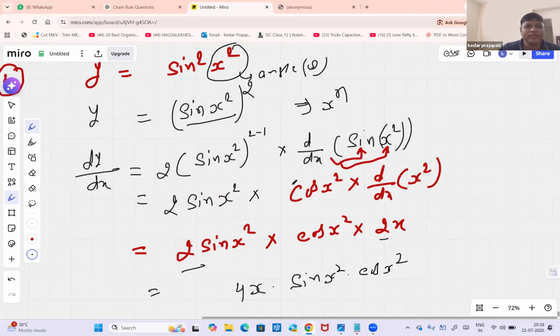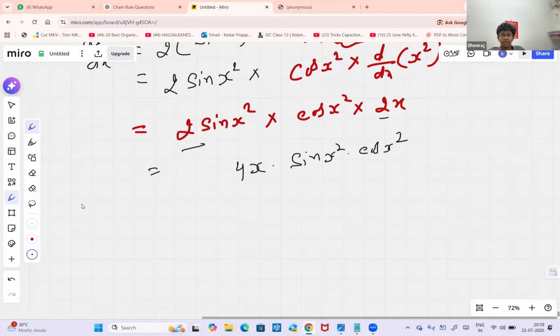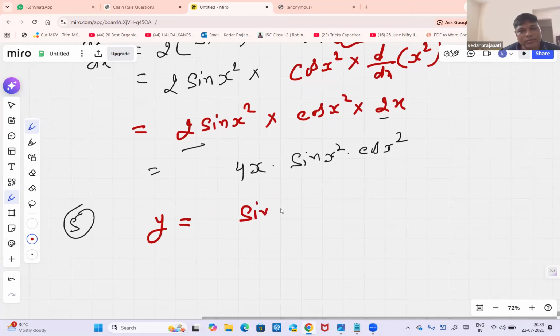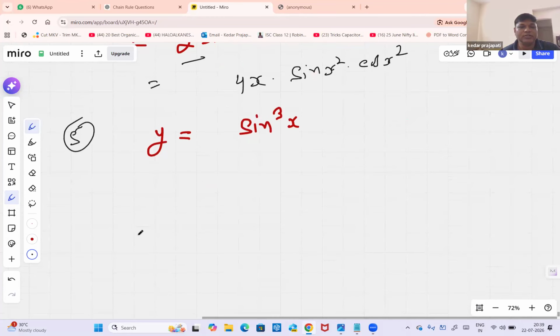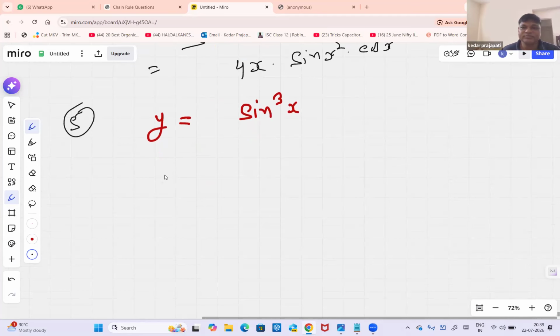Let us solve one together. Y equal to sine 3x. First we'll solve a simple one, then we'll go here. Now tell me, how to write? Sine x the whole cube. Yes, so this can be further written as sine x to the power 3, because the angle doesn't have the power, sine has the power.